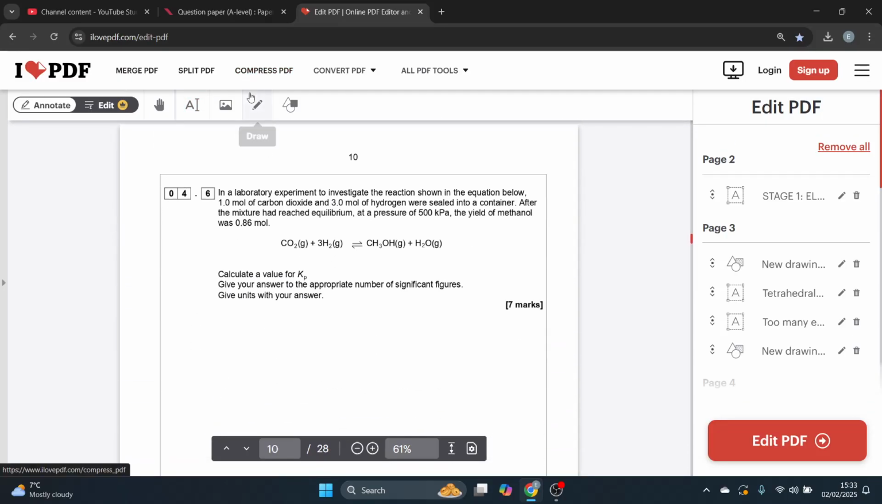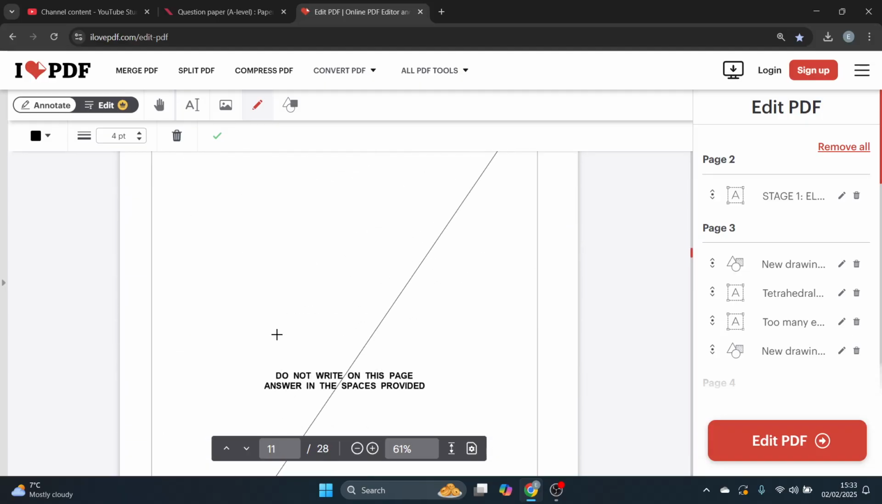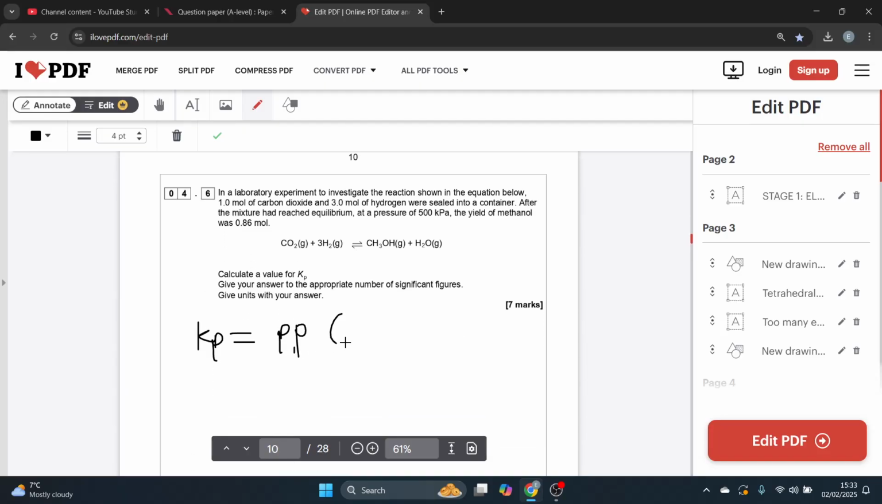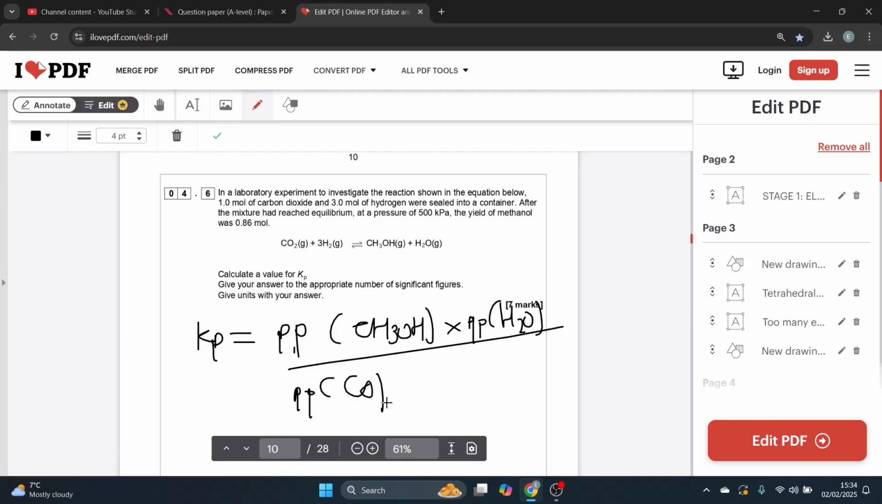Question 4.6, calculate a value for Kp. So first thing I would do is construct the expression for Kp. Partial pressure of methanol products times by partial pressure of H2O, over reactants partial pressure of carbon dioxide times by partial pressure of hydrogen. And the special thing about hydrogen, we've got 3 moles of it compared to 1, 1, 1. So I need to cube the partial pressure of hydrogen.